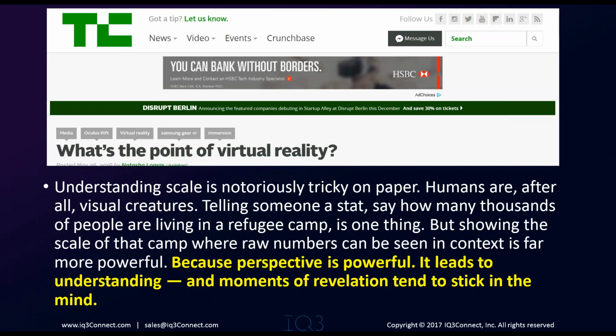Well, if you look at the research on VR, I'm going to read some of this. Understanding scale is notoriously tricky on paper. Humans are, after all, visual creatures. For example, telling somebody a statistic, say how many thousands of people are living in a refugee camp, that's one thing. But showing the scale of that camp, if you could draw it out, if you could show them a picture of the thousands of people living in that camp, that gives them a much better understanding of what's really going on. And because perspective is powerful, it leads to a better understanding.